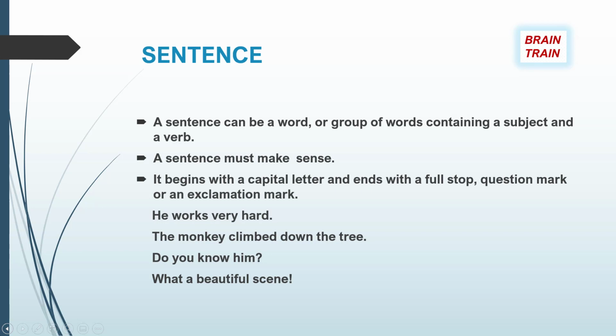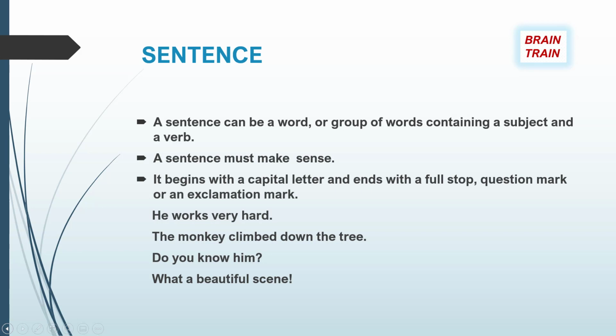After that comes the sentence. A sentence can be a word or group of words containing a subject and a verb. यानी एक sentence जो है वो एक लफ्ज भी हो सकता है और अल्फाज का कुछ मजमुआ भी हो सकता है, और इसमें सब्जेक्ट भी होता है और वर्ब भी होता है. सब्जेक्ट और वर्ब इन दोनों के मिलने से बनता है. कई दफा सिर्फ एक वर्ड भी हो सकता है जो भी सेंटेंस कहलाता है. और सेंटेंस की पहचान ये भी है, it must make sense, यानी इसका कुछ मतलब होना चाहिए.